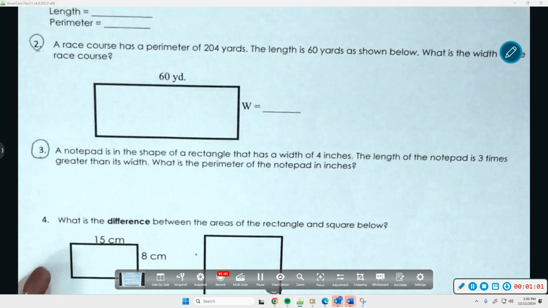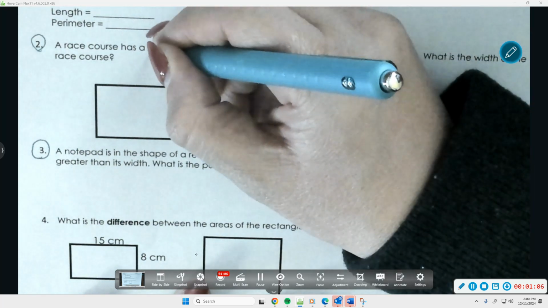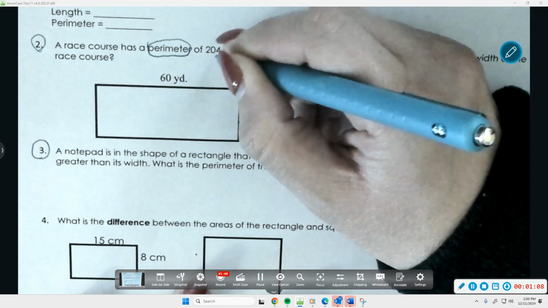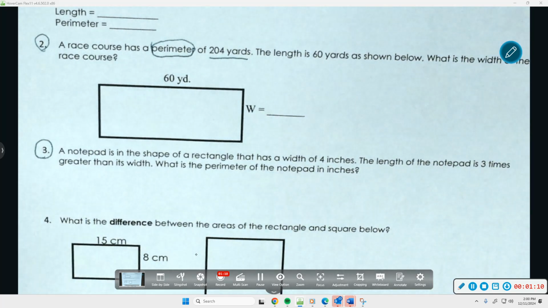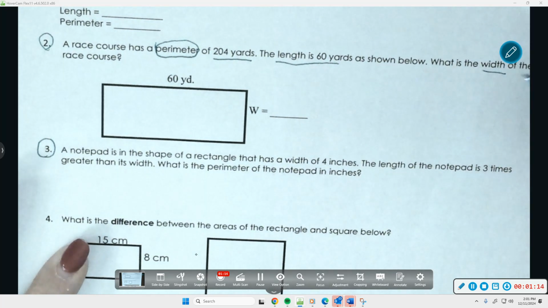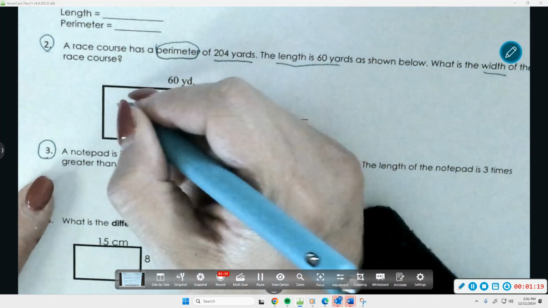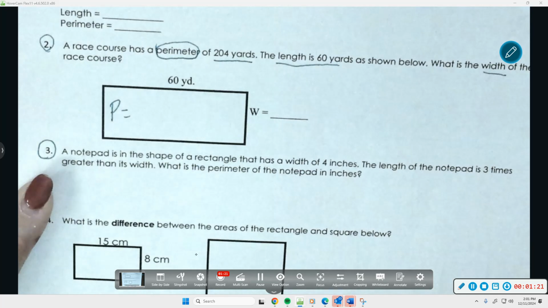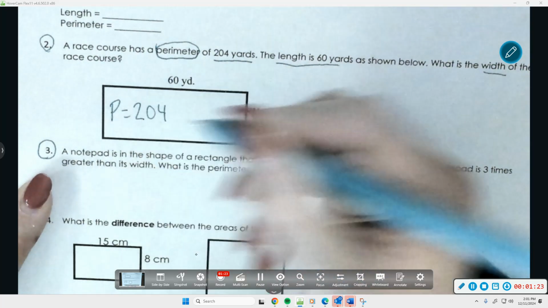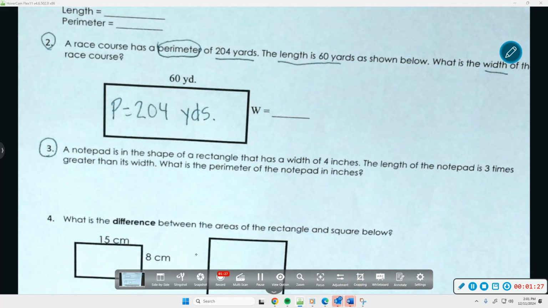Okay. So it says a race course has a perimeter, oh, that seems important, of 204 yards. The length is 60 yards. What is the width of the race course? Okay, well, first I'm going to put inside this rectangle that the perimeter total is what? 204 yards. Why would I not put square yards? Because it's not a square. It's not area. Very good.